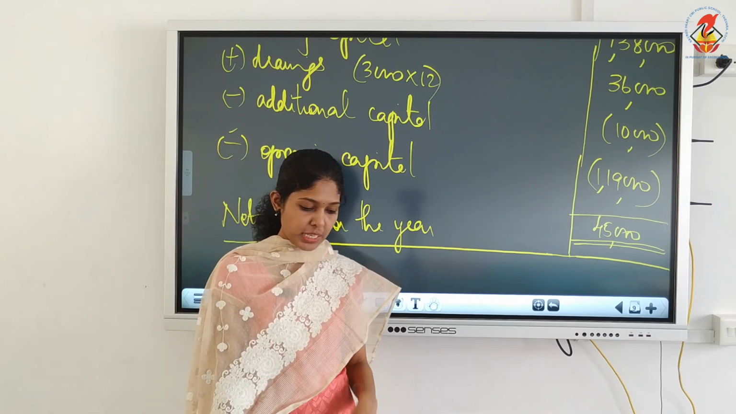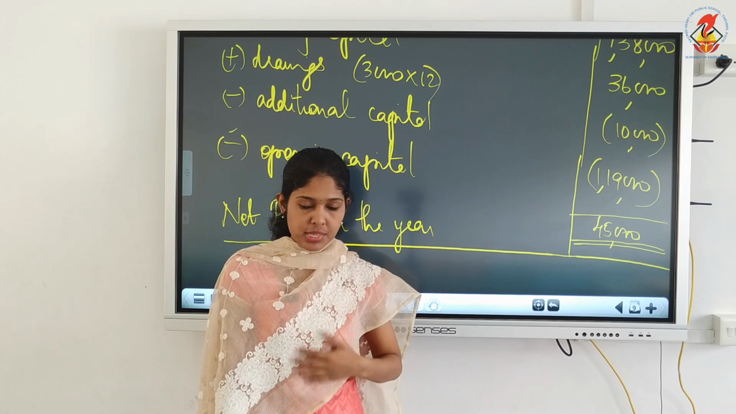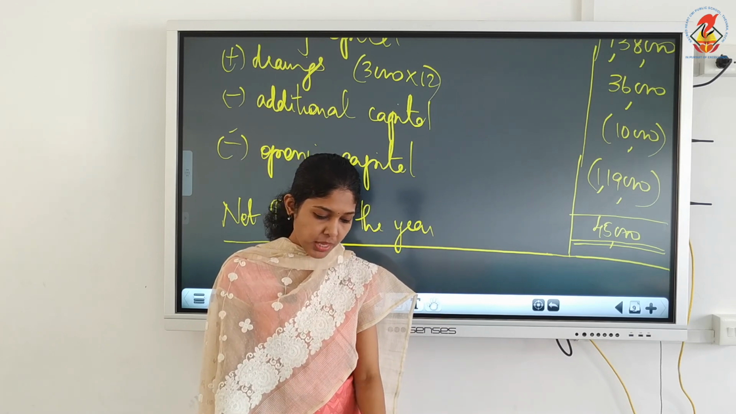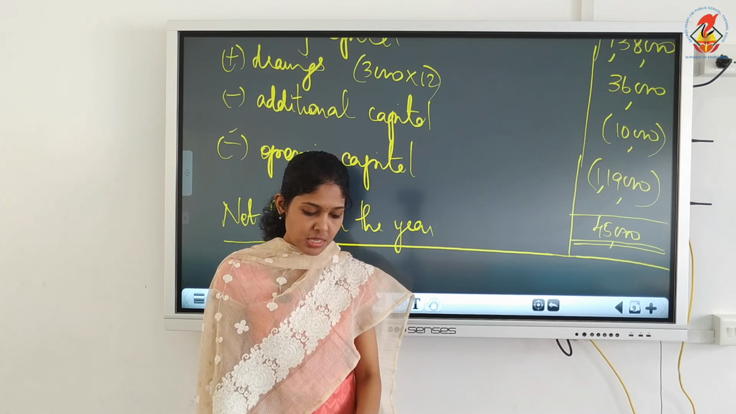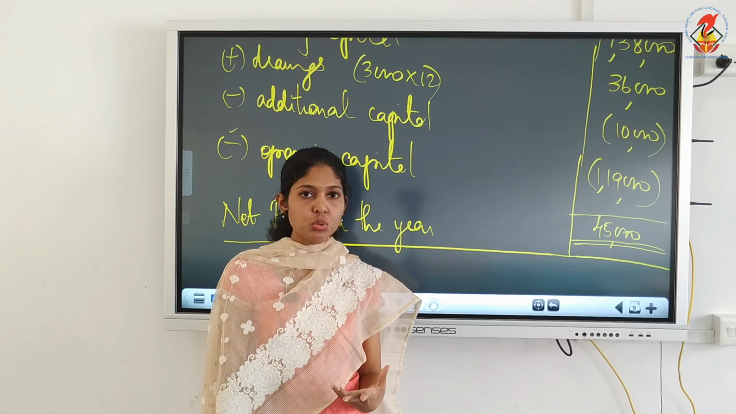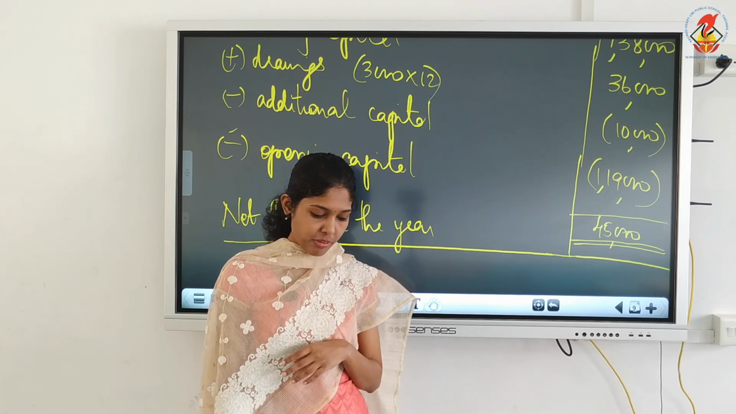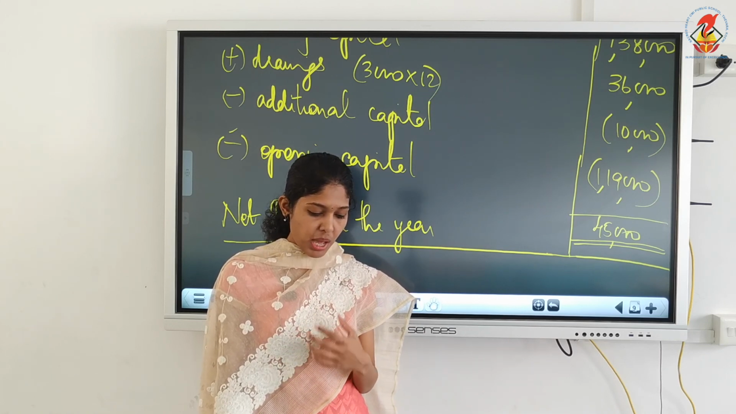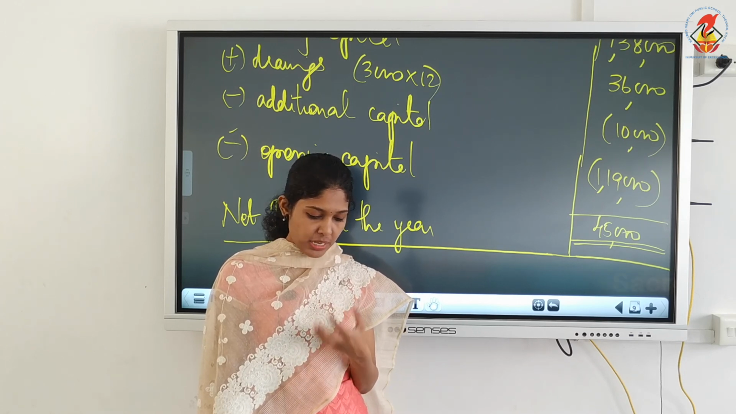Kumaran trader does not keep proper books of accounts. That means he is following single entry system. However, he furnishes you the following particulars. So assets and liabilities, opening figures, closing figures we have. That means we will have to do closing and opening statement of affairs. During the year, Kumaran introduced 6,000 as further capital. Additional capital is there.